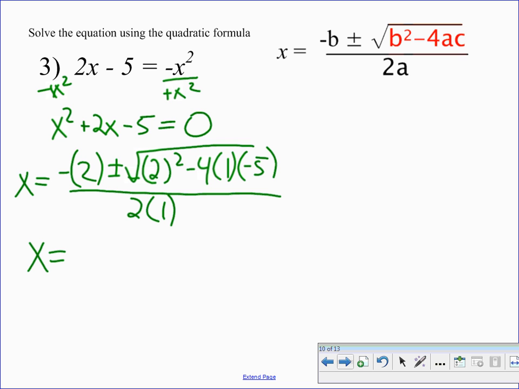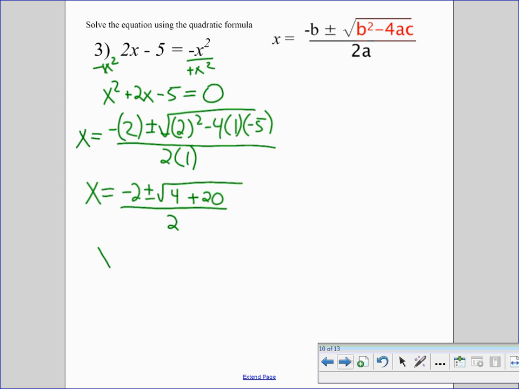Or x equals negative 2 plus or minus the square root of 4 plus 20. And it's plus 20 because a negative times a negative is a positive, over 2. Or x equals negative 2 plus or minus the square root of 24 over 2. And a lot of people try and stop there. But we have to remember that the square root of 24 can be reduced.